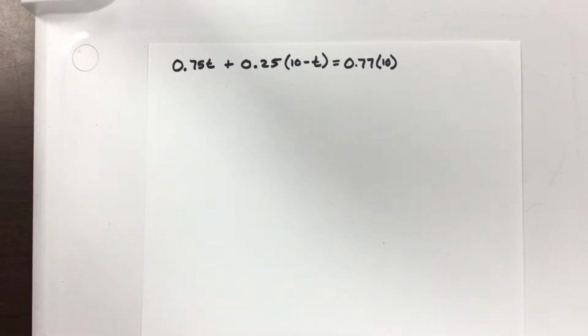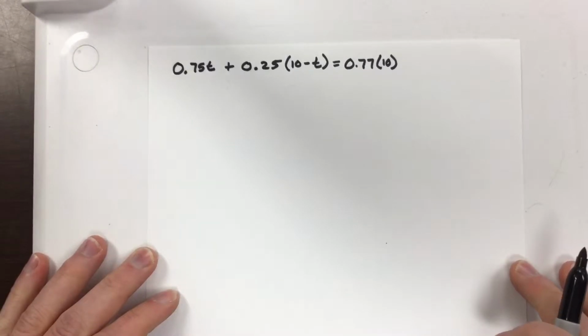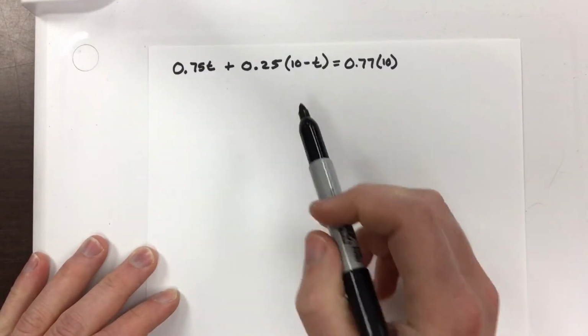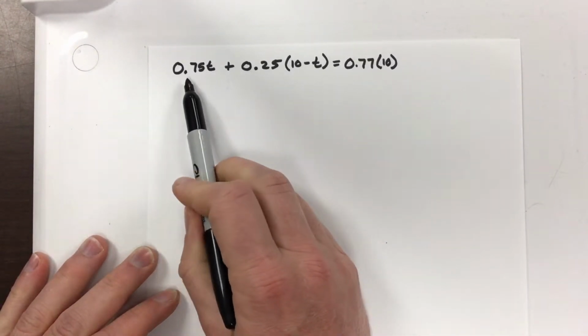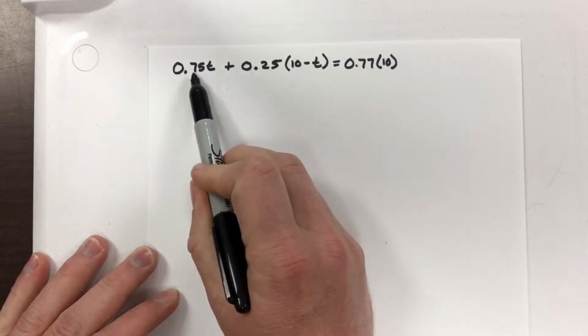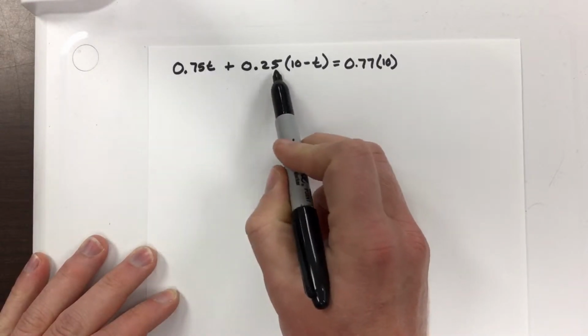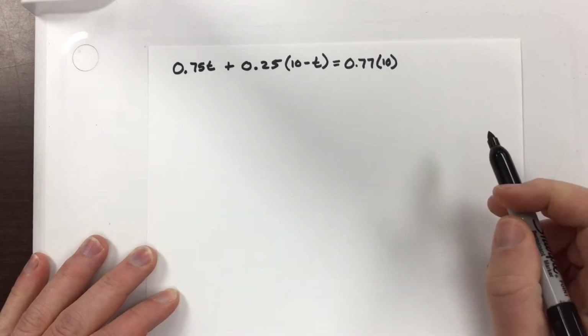Hey everyone, I'm going to show you an example of how to solve a decimal equation. So let's first talk about the different places that these decimals have. We've got the tenths place, the hundredths place, tenths place, hundredths place, tenths place, hundredths place.